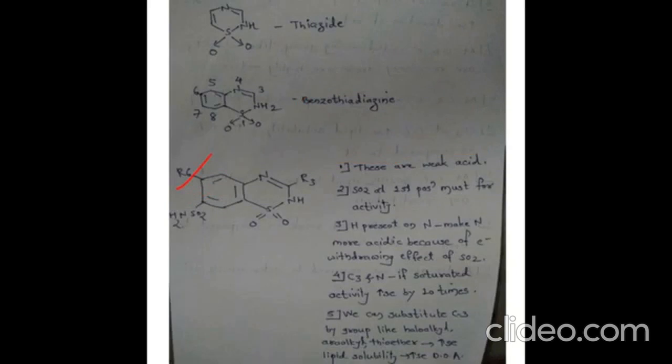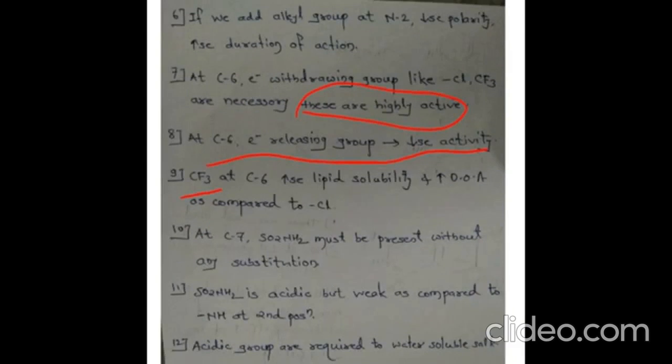At the seventh position, SO2NH2 must be present for optimum activity. We cannot substitute this NH2 group with any other group like methyl, ethyl, NHCH3, NHC2H5 or N(CH3)2. We cannot go for substitution like this. SO2NH2 is a weak acid compared to the ring NH. These acidic groups are required for water soluble salt formation, or for better aqueous solubility.